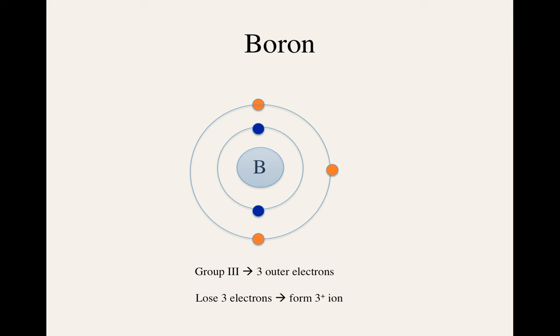And for our purposes, we have the 3 outer electrons. We're going to say they're going to lose them and form a 3+ ion. Boron, sometimes being like a non-metal, can behave a little differently. We won't worry about that here.